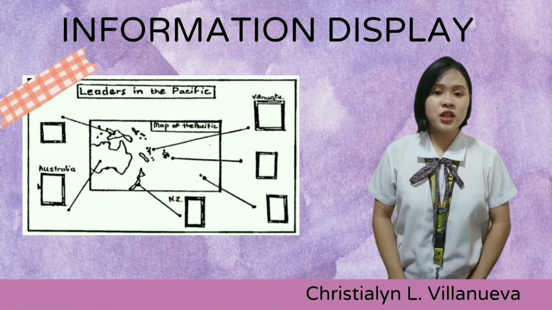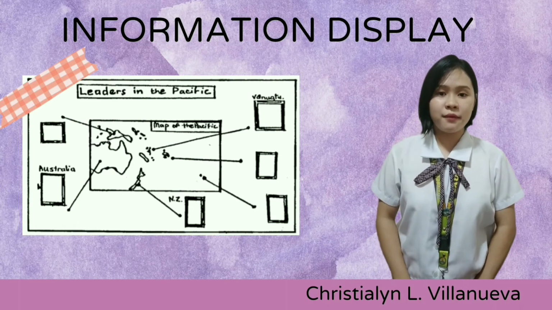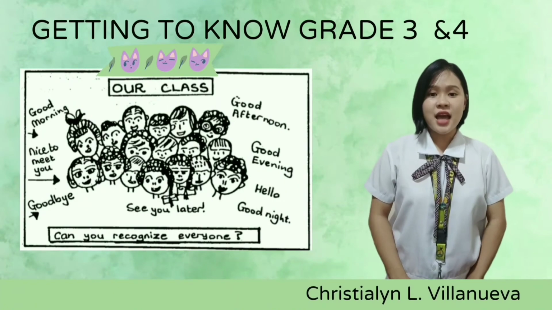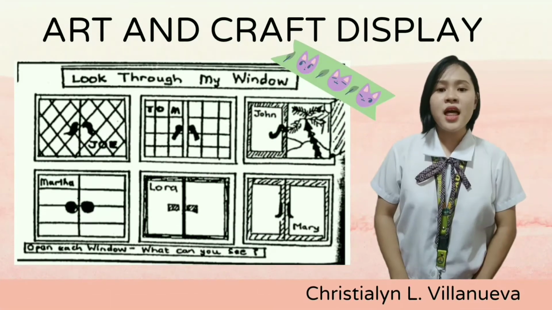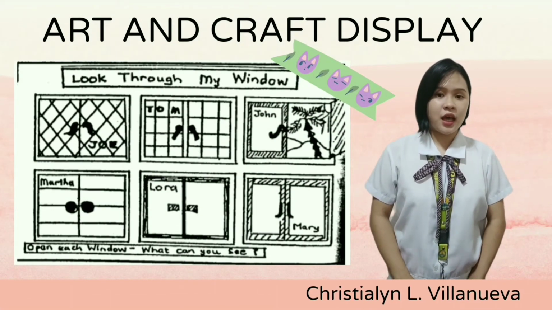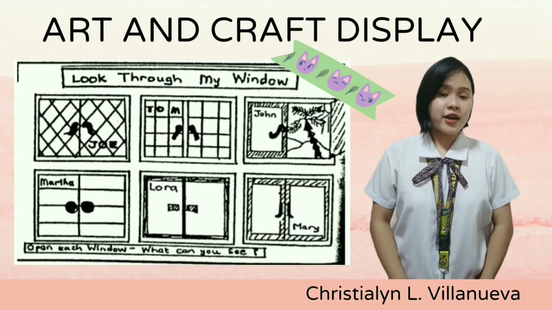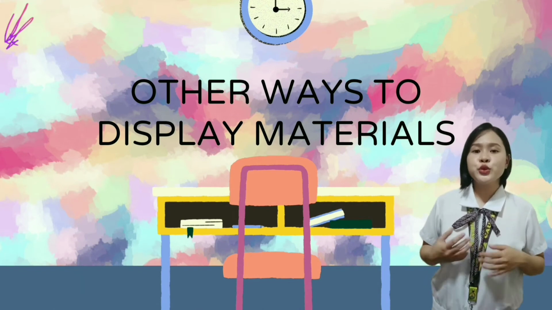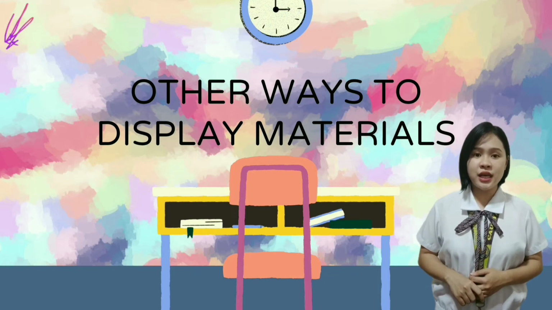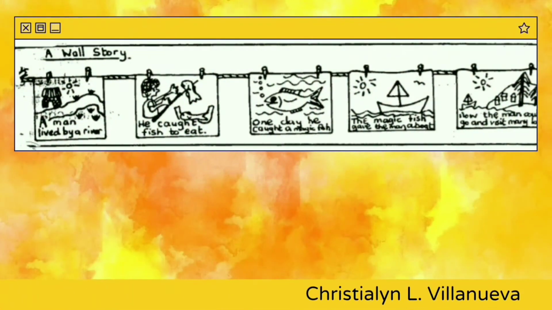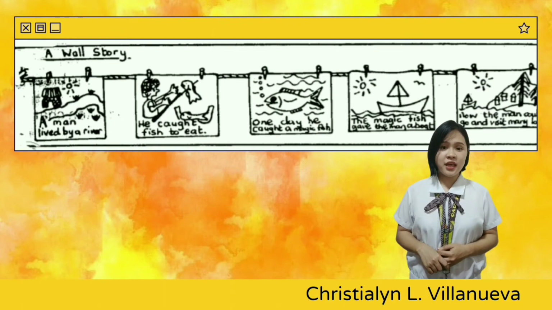First is the information display. For example, itong map of the Pacific. Next, getting to know grade 3 and 4. Next is the art and craft display. Dito nakalagay yung mga ginawang arts ng ating mga students. Student written work, drawing, or painting can be hung on strings above their heads. This is also a good way of displaying a large print story for the whole class to read together.